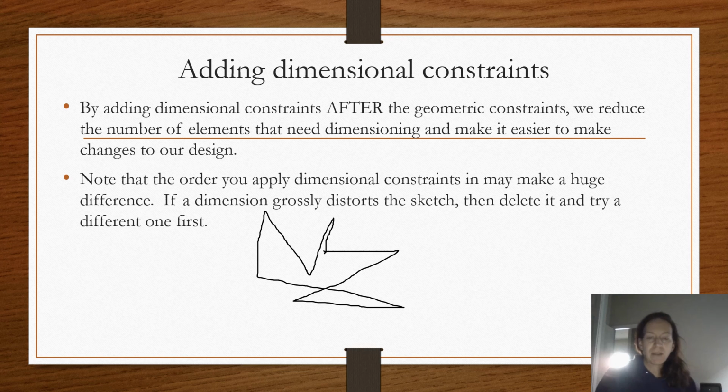You don't want to forget about the dimension, but move on to a different dimension and then come back to that one, because sometimes one line was too short, and so when you expanded something, it had to crisscross itself. But if you make that line longer first, then the second dimension won't do that to it. So just bear that in mind.